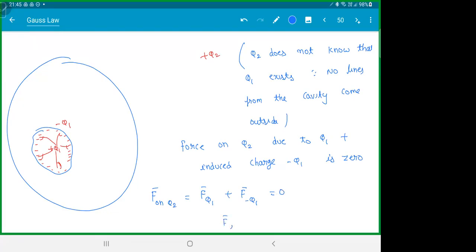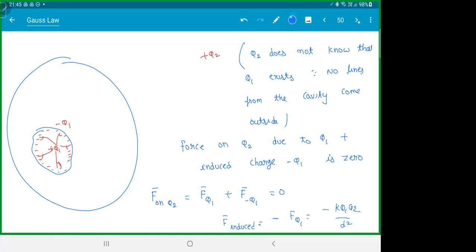That means the force due to that induced charge will be how much? Minus of F due to Q1, which is minus of K Q1 Q2 by D square, no? The same as before, only the direction is different. Is that making sense?